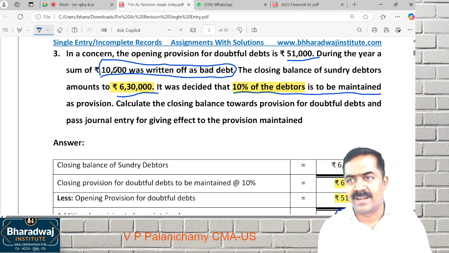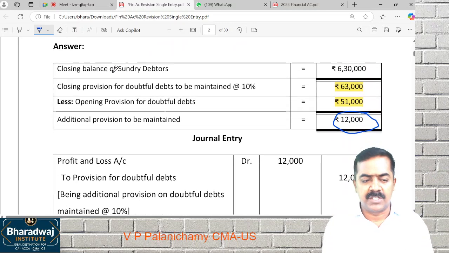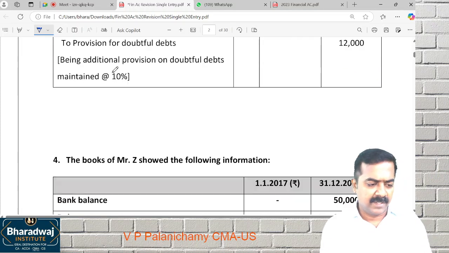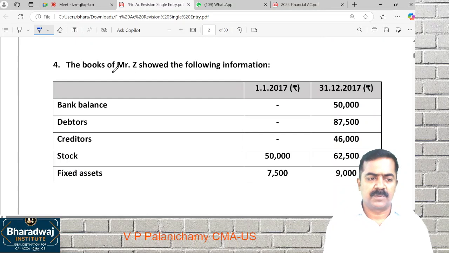Provision is just an estimated loss. 6,30,000 10% comes to 63,000. Already we maintain 51,000. Now we require an additional provision. P&L account debtor to provision for bad debts. Okay. Go to question number 4.